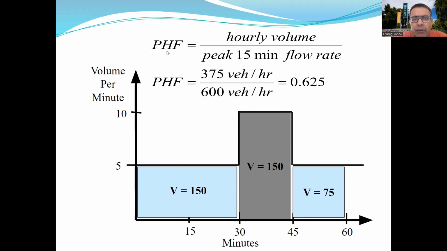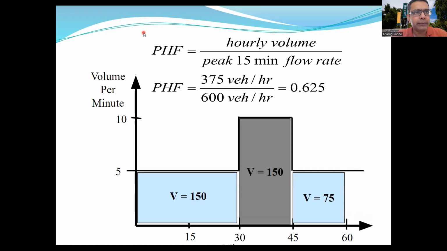So we define peak hour factor as the total hourly volume, the traffic that came in during the whole hour, divided by the peak 15-minute flow rate. It is pretty important to note the term flow rate here, because I told you flow rate is always measured per hour. So anytime we have any traffic volume, we want to measure it on the basis of per hour volume.